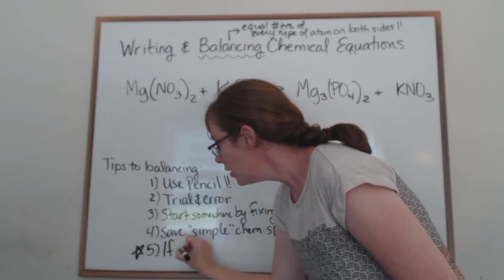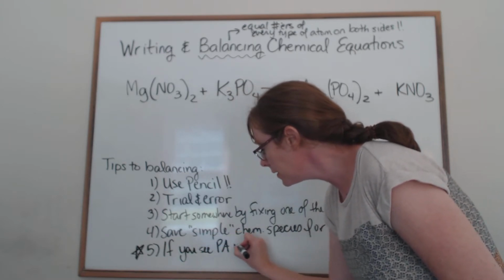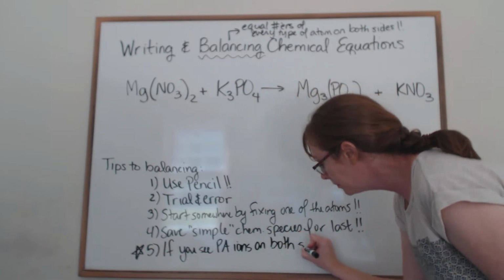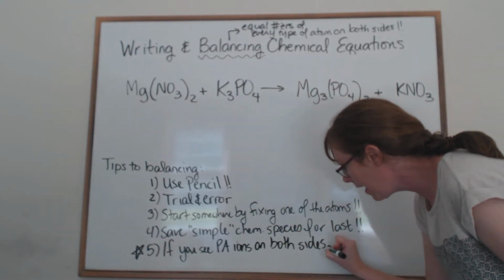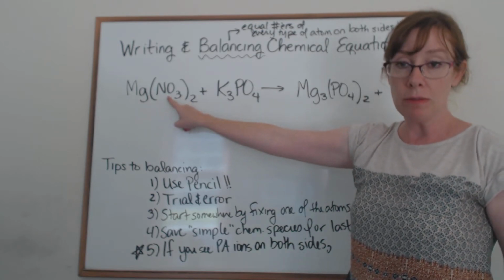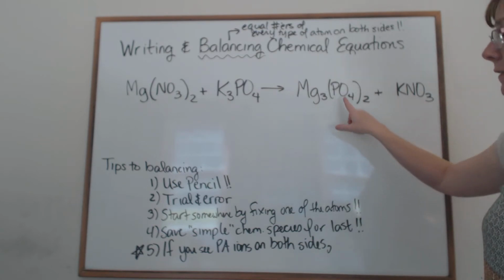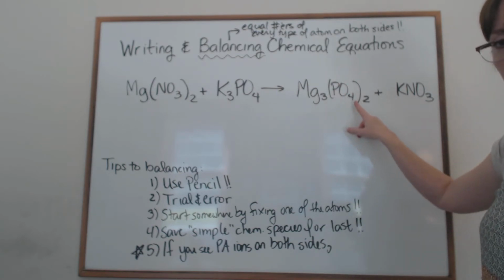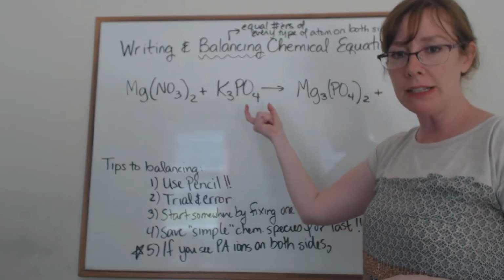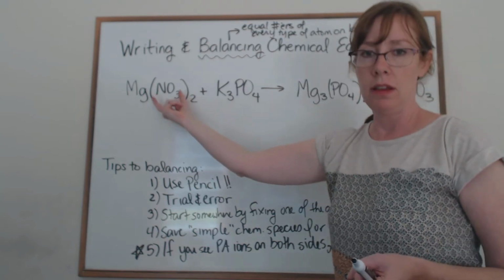If you see polyatomic ions on both sides, like the same ones. So what do I mean by that? You see nitrate right there, the NO3 minus ion. See how it's still present over here? And you see phosphate, PO4 3 minus. See how it's present over here? It's not like they broke up. They're maintained as a chunk. Still there. There it is.